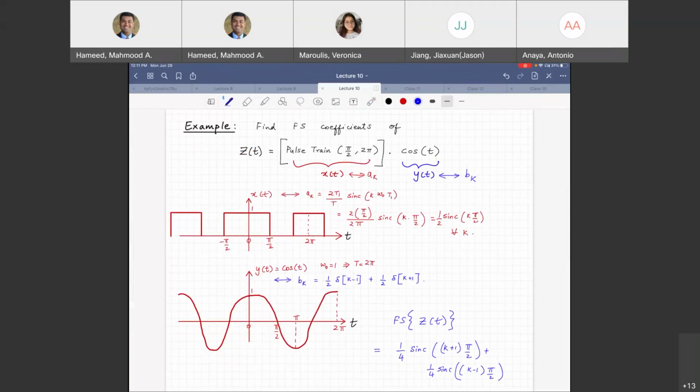How does it look like? A sampled sinc sitting here and a sampled sinc sitting here.